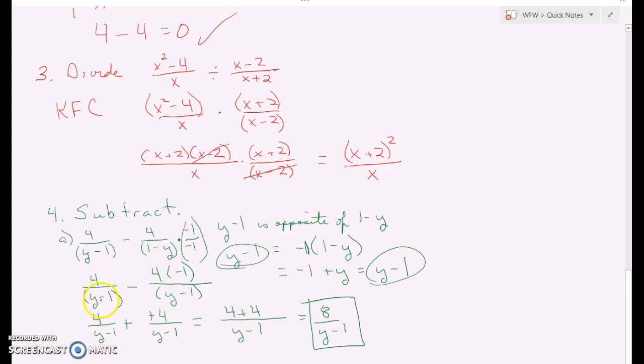So that gives us 4 over y minus 1 in the first fraction. In our second fraction, the denominator, 1 minus y times negative 1, gives us y minus 1. The negative 1 says, I want to make this the opposite of 1 minus y, and that's y minus 1. Or you can look at what we did over here to see how that works out. In the numerator, we still have 4 times negative 1 up here. So now we are going to simplify. 4 minus a negative 4 is the same thing as 4 plus 4. Since our denominators are the same, we can add our numerators and we get 8 over y minus 1.